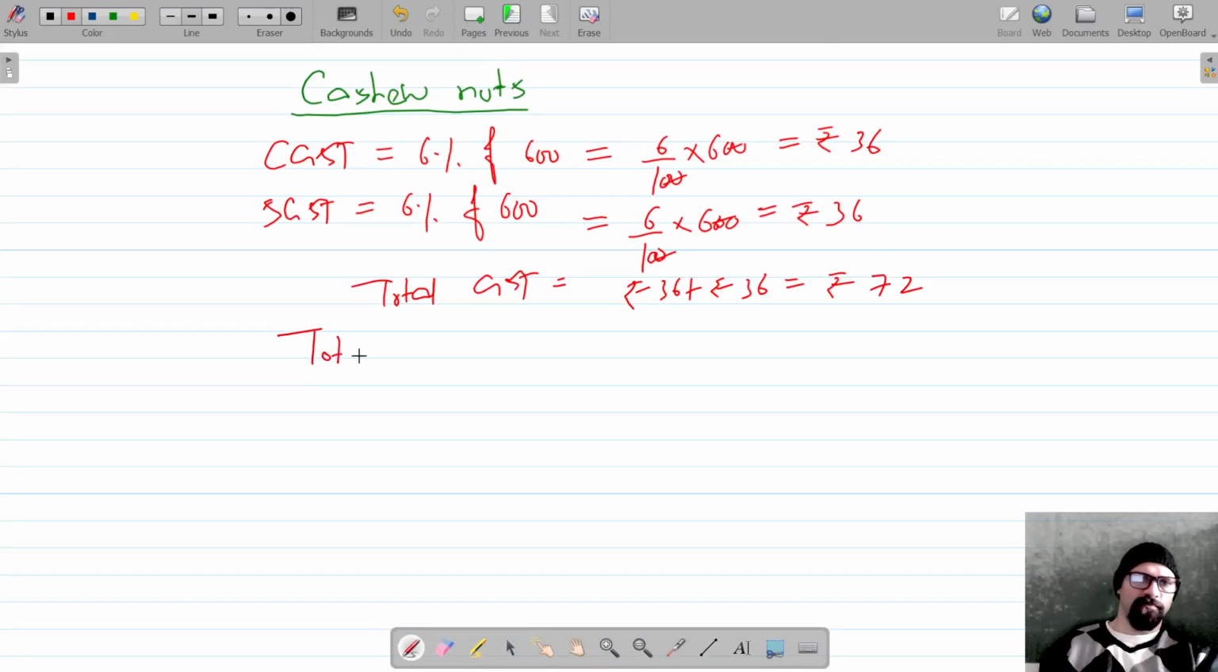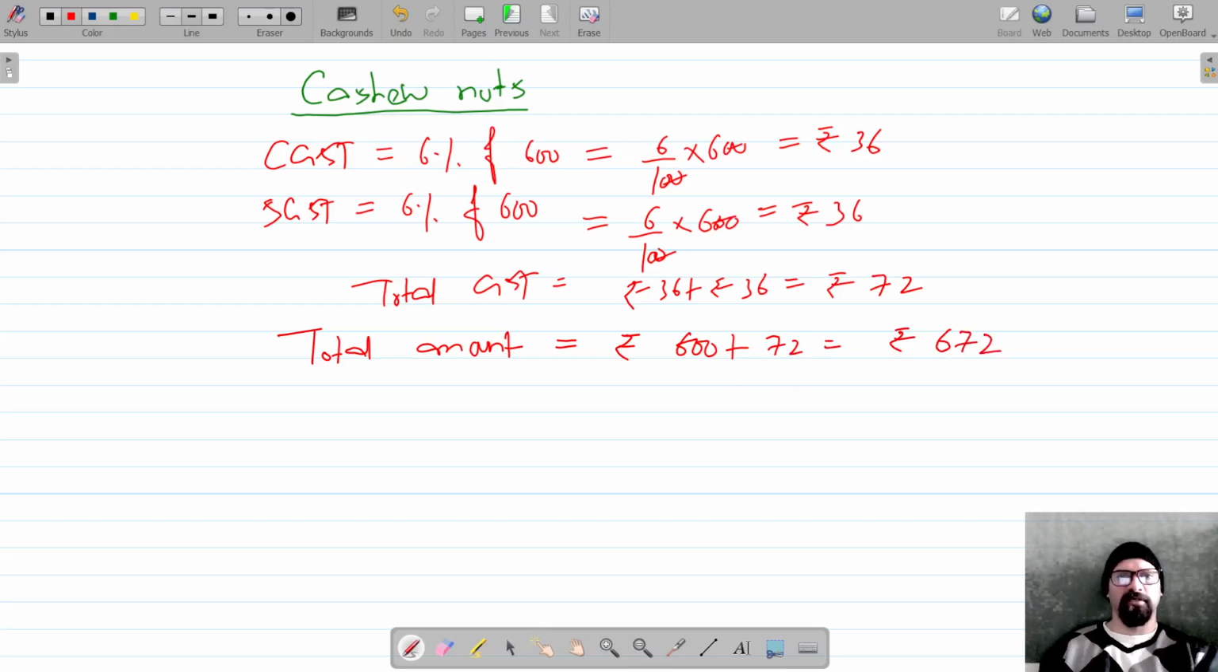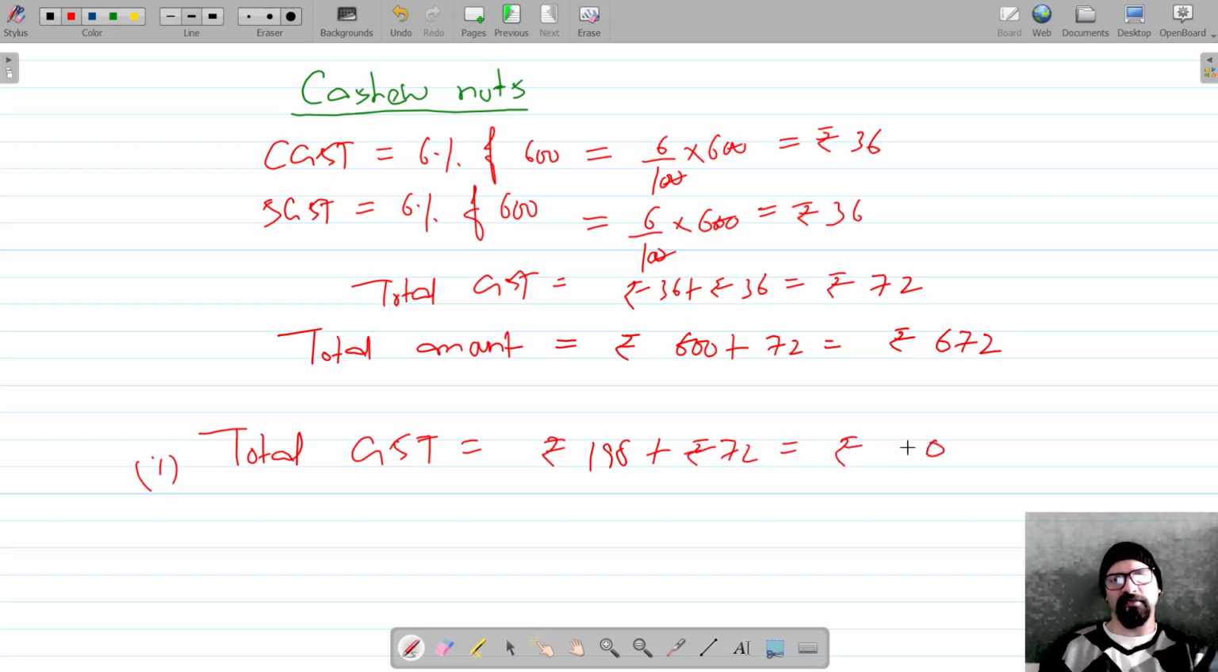And the total amount to be paid for the cashew nuts is rupees 600 plus 72, which is rupees 672. Okay, now let's find out the total GST on both the items. On the first item, that is the hair oil, it was rupees 198 and rupees 72 on the cashew nuts, which gives us rupees 270.